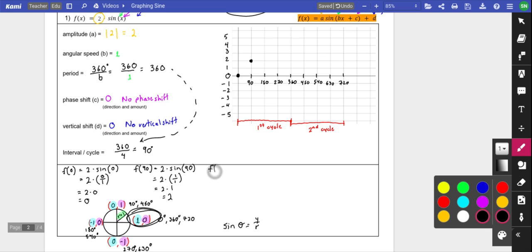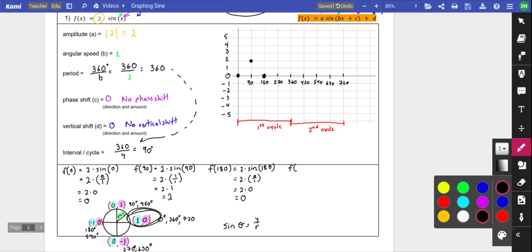We do the same thing for the next point. This is 180. Now we're looking at the third point right here. 2 times sine of 180. Remember that sine of 180 is 0 over 1. y is 0. So 2 times 0, that would be 0. 180 is at 0. So I'm just graphing this point on the graph as well.